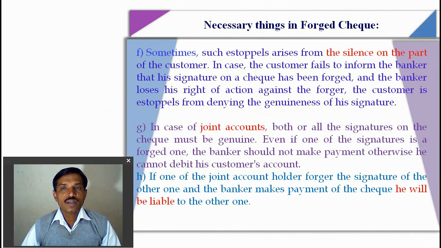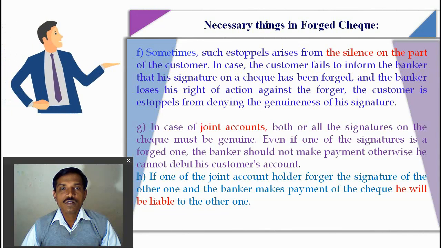And another necessary thing: sometimes estoppel arises from silence on the part of the customer. In the case of failure to inform the banker about a forged signature on the check, the banker loses his right of action against the forger, and the customer is estopped from denying the genuineness of the signature. If the customer stays silent and does not inform the banker within the time, there is a loss to both customer and banker.